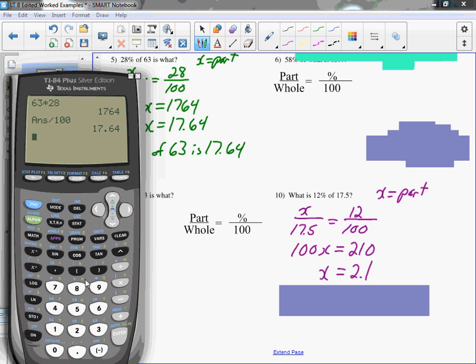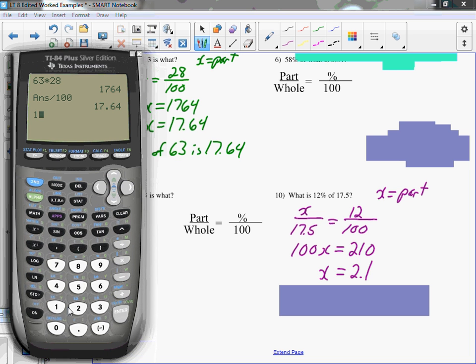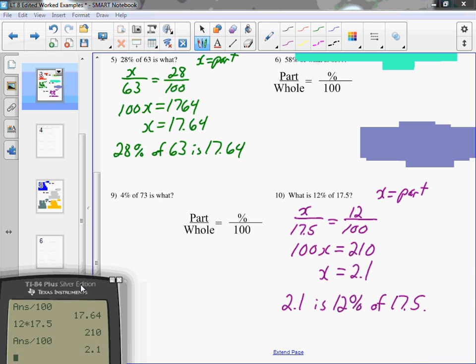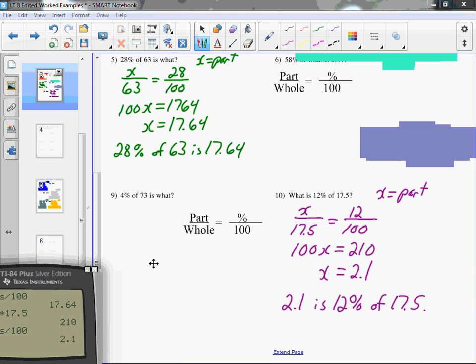So I guess I changed my mind when I said I wouldn't make you. I'm making you write the sentence for your answer. Did you get 2.1? So 2.1 is 12% of 17.5.